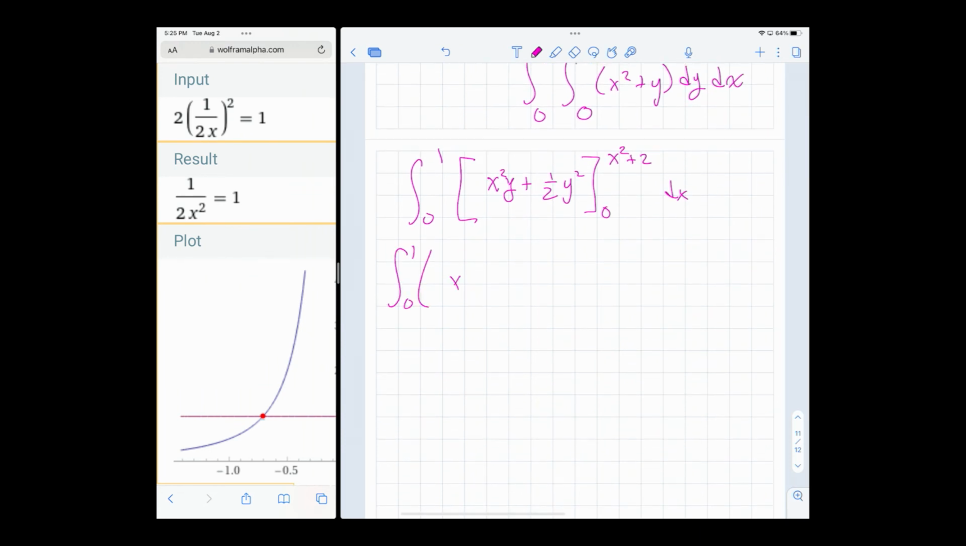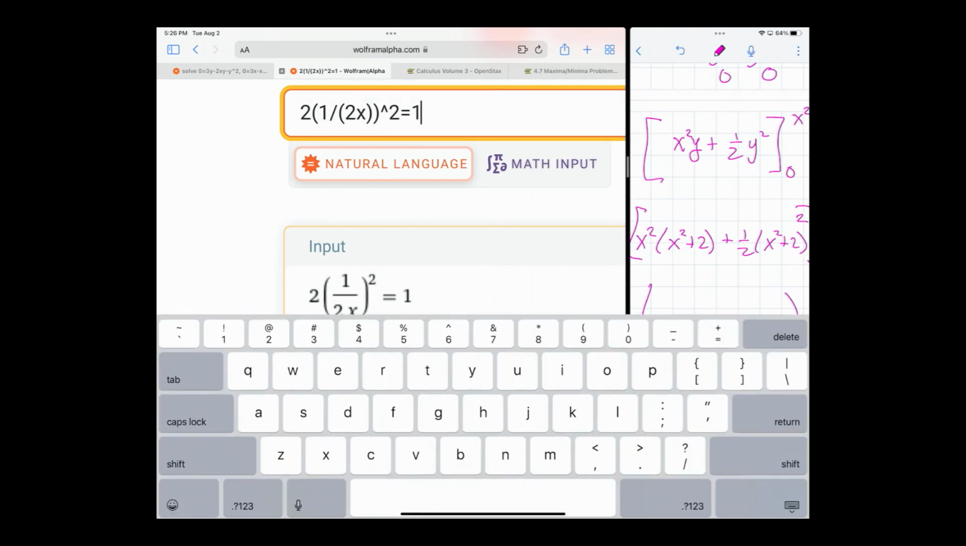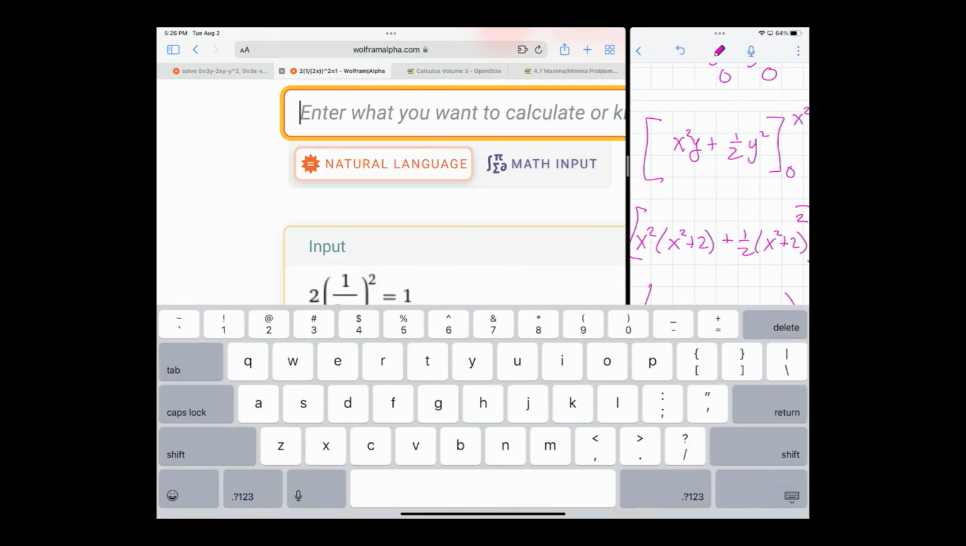So you have (x squared plus 2) plus 1/2 (x squared plus 2) squared, minus, plug in a 0, 0 plus 0, as often happens, and this is what we get. So that integrand should work out. It's not going to be super complicated. It's a parabola. Again, I'm lazy. I'm going to do this on a computer.